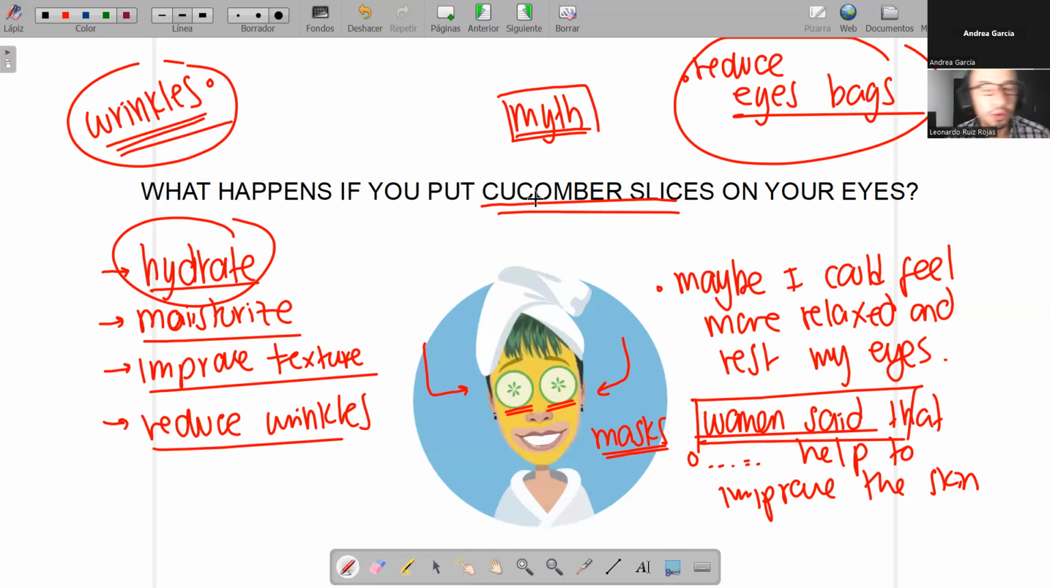For example, Andre, do you believe in superstitions of Christmas? For example, here in Colombia, we have a lot, like if you put lentils in your pocket, okay.